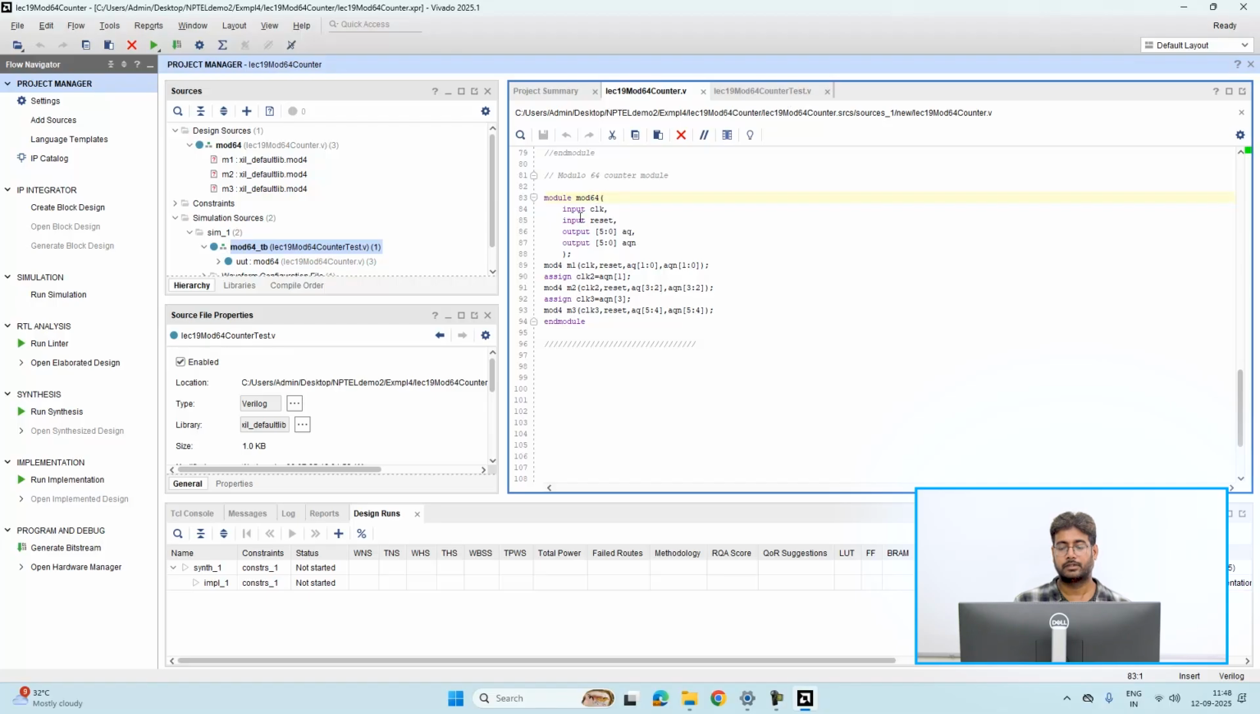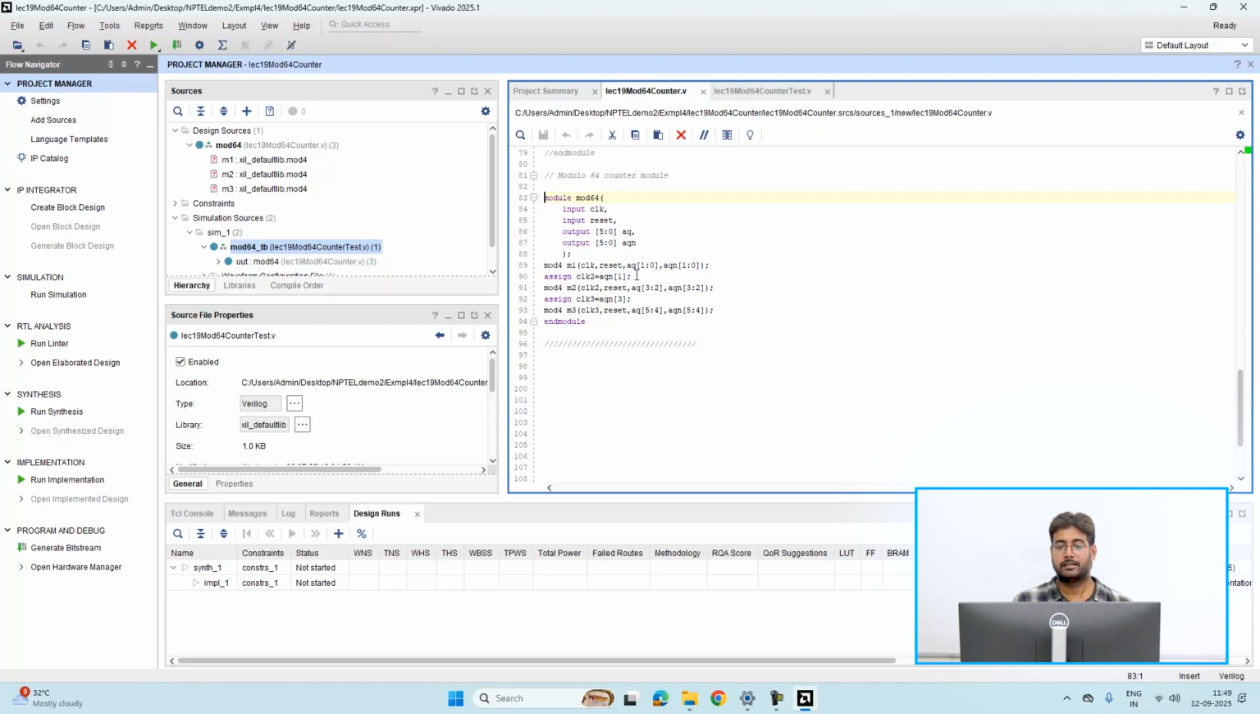So for mod 64 counter, input is clock and reset. Output is a 6-bit output, AQ and AQN. We need 3 instantiations of the mod 4 counter, and the names of those 3 mod 4 counters are M1, M2, and M3 as instantiated here. Input is the same, clock and reset, and output from M1, that is the first mod 4 counter, is a 2-bit output that comes as the lower bits.